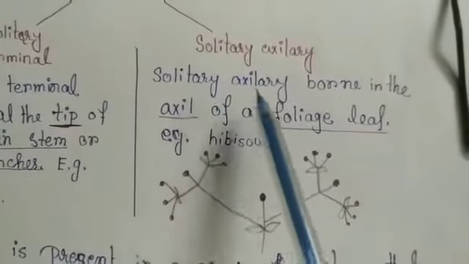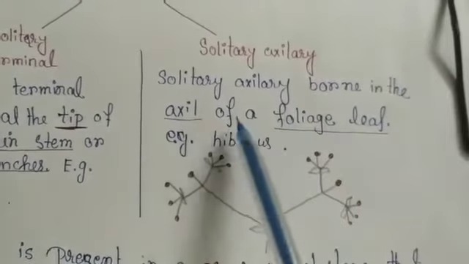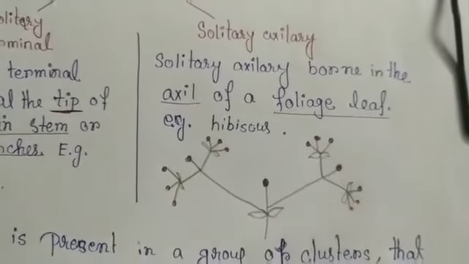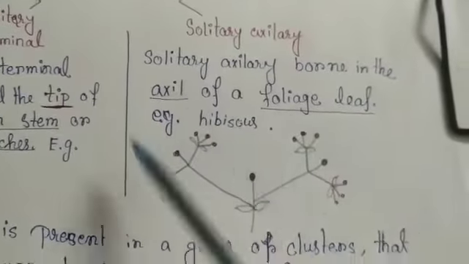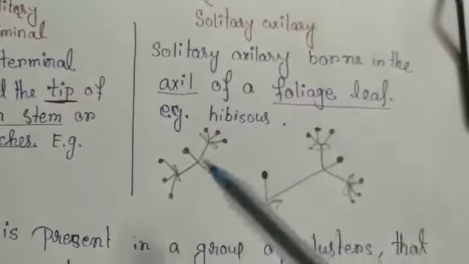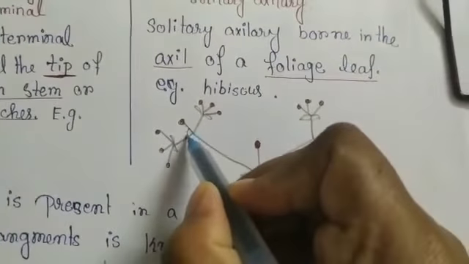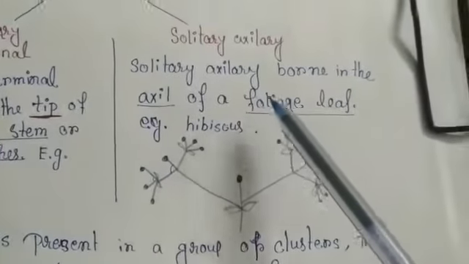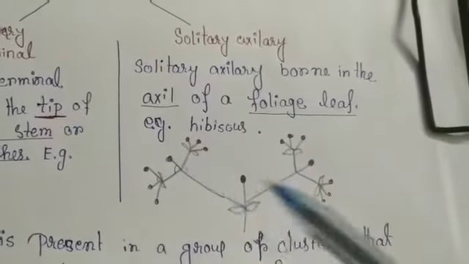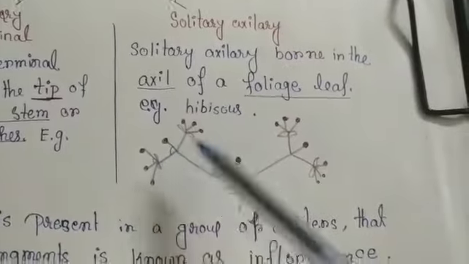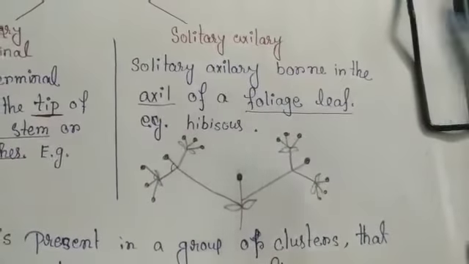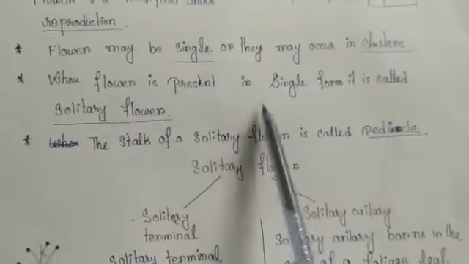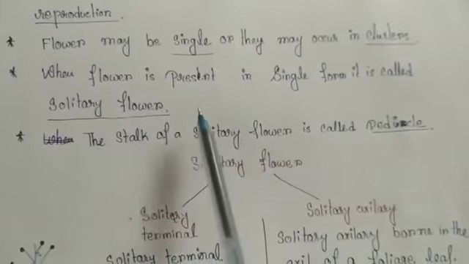Let's go to solitary axillary. Solitary axillary is borne in the axil of a foliage leaf. What is the meaning of foliage leaf? It is the leafy part of a plant. And what is the meaning of axil? I'm going to show you which part is called the axil. Particularly this part is called the axil of a plant, and the example is hibiscus. So when a single flower occurs in the axil of the foliage leaves, it is called solitary axillary.